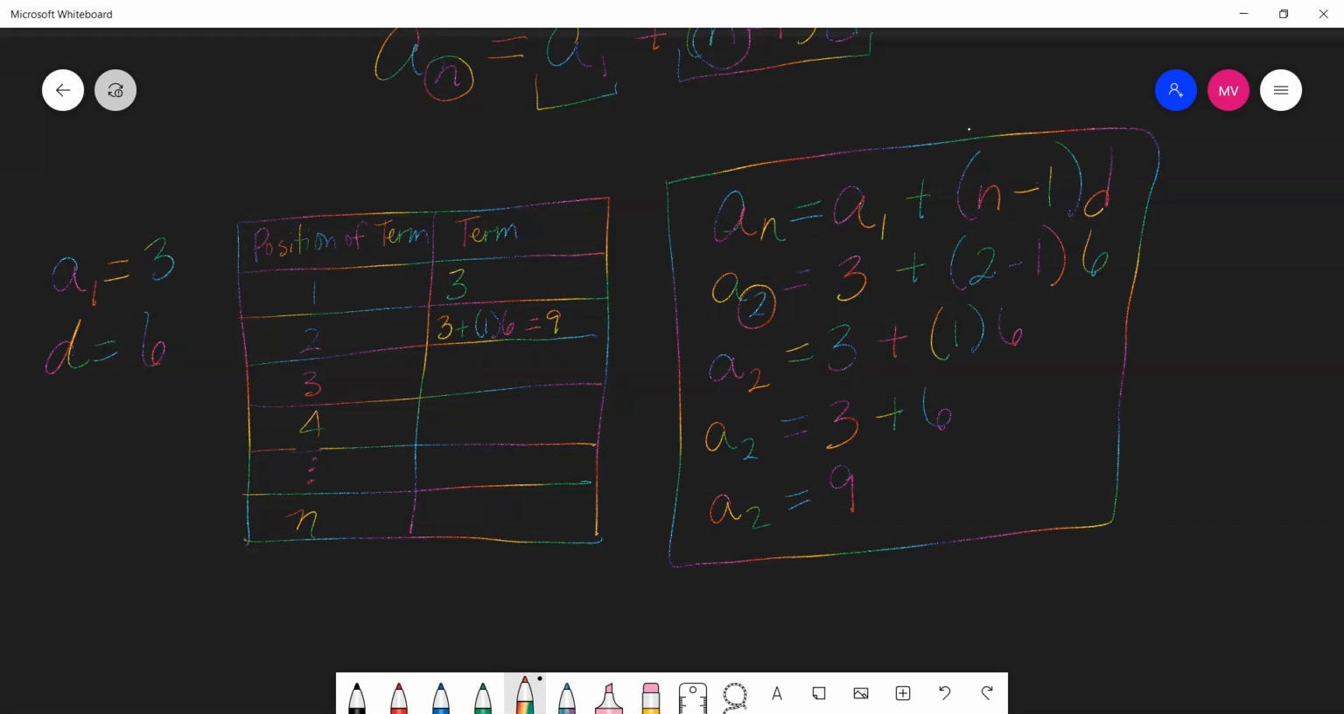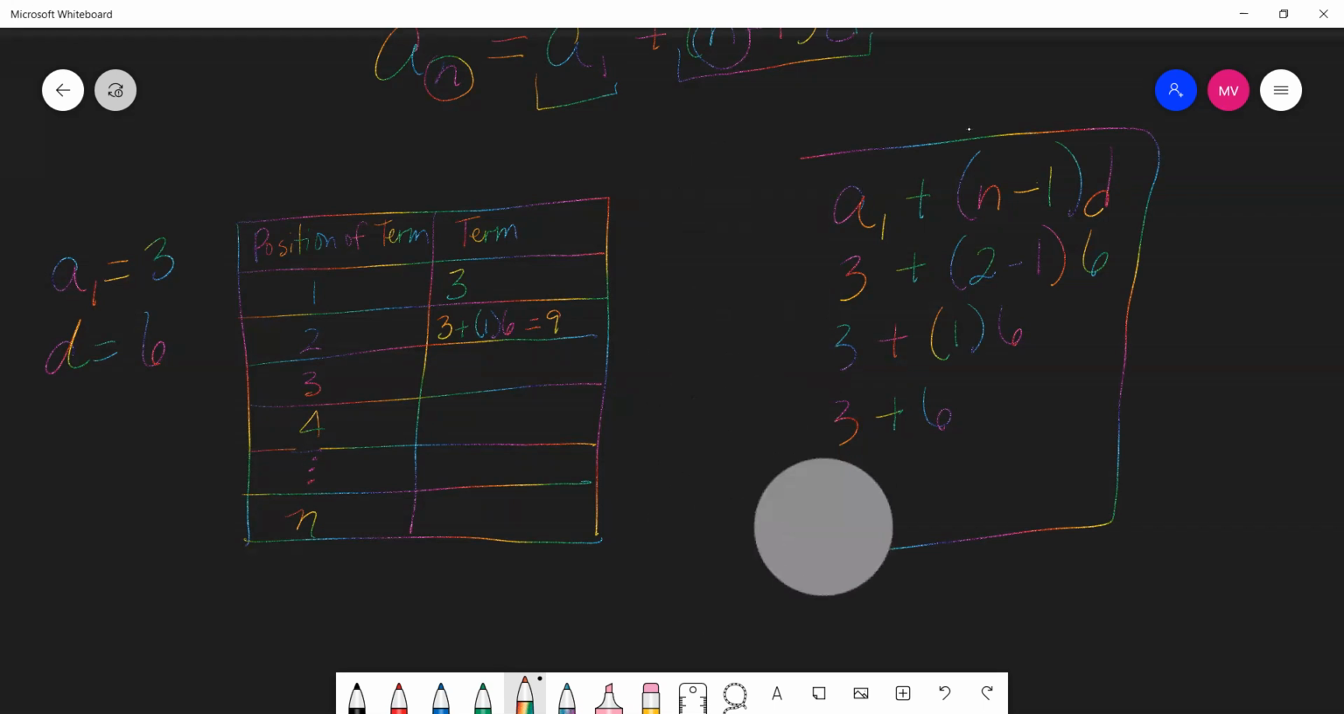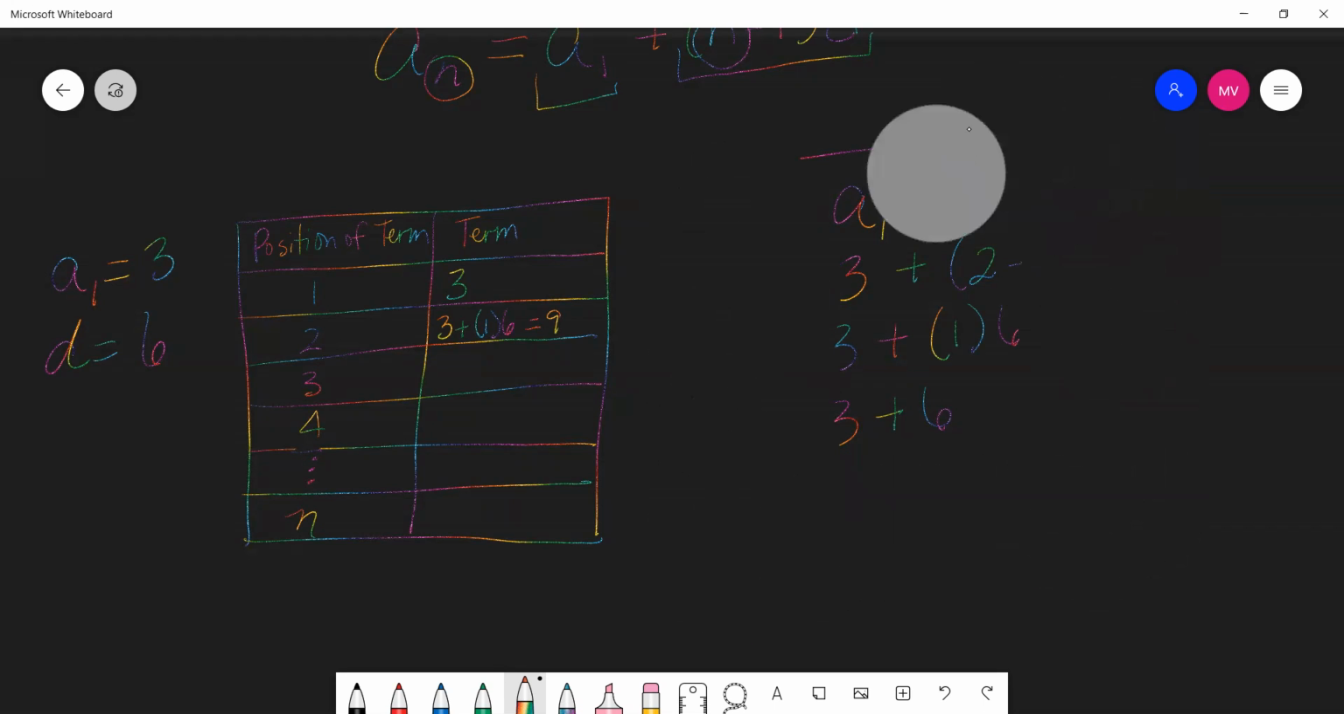So I'm going to keep doing that for A3. Sorry, just so I can keep everything on my screen, I'm going to erase and repeat, but you go ahead and write it in your notes however you want. So let's do position 3.